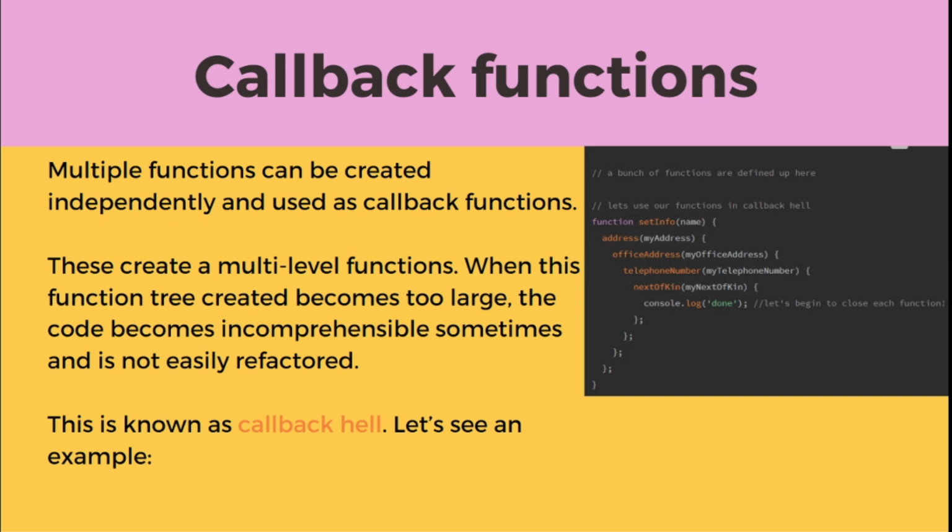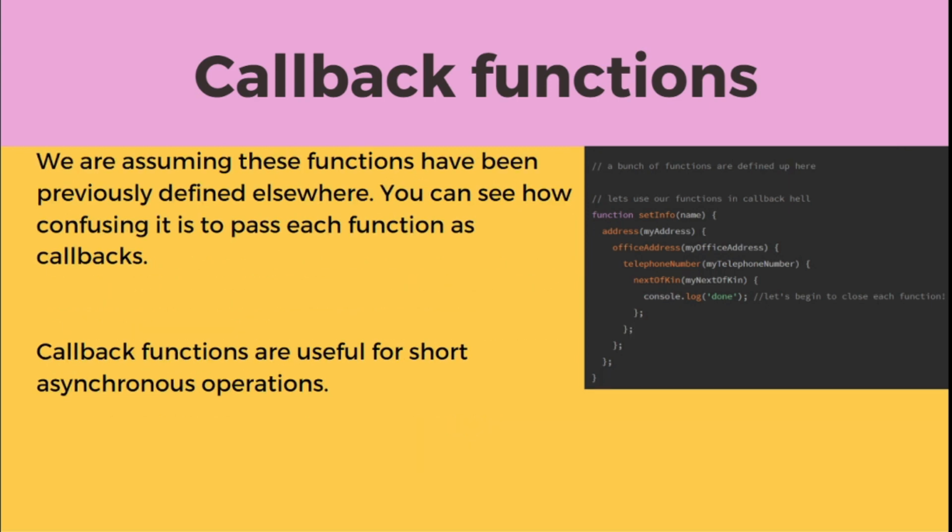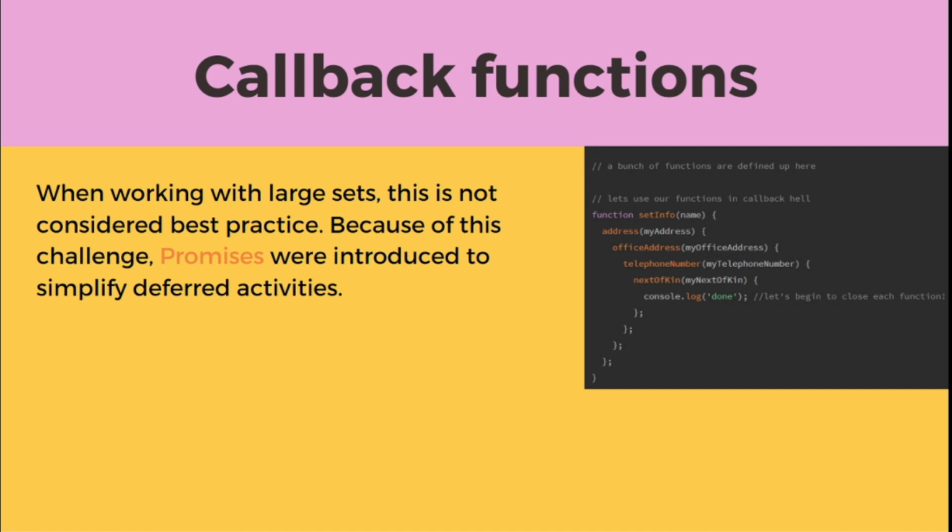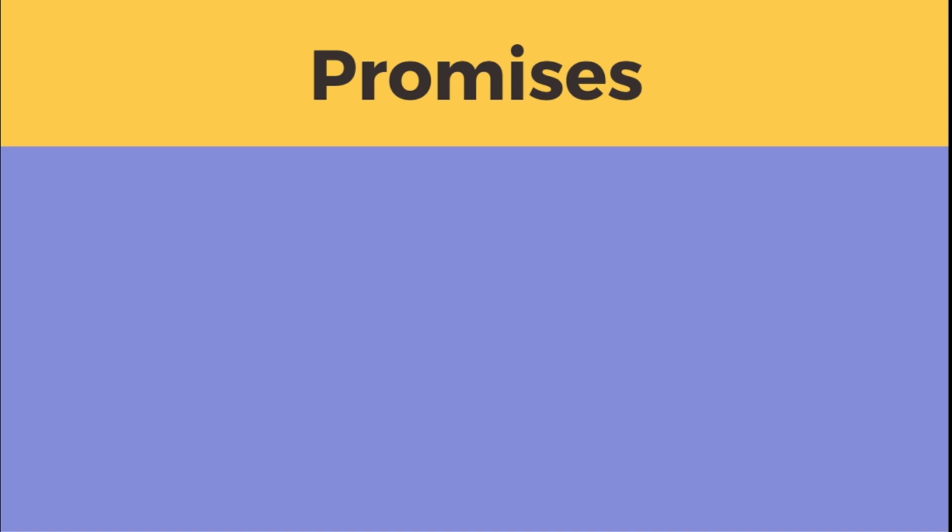Let's see an example of that. And you can see the example right here. We're assuming that these functions have been previously defined elsewhere. You can see how confusing it is to pass each function as a callback. Now, I want you to understand that callback functions are useful for short asynchronous operations. When working with a large set, this is not considered best practice. Because of this challenge, promises were introduced to simplify deferred activities. Now let's talk about promises.